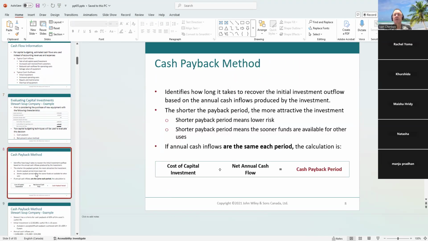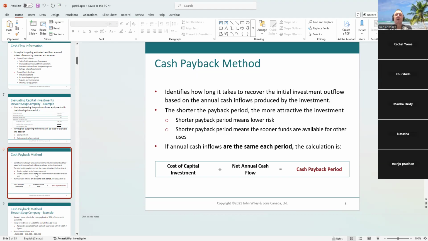Let's go with the cash payback method, the one that we saw in class. It's very simple, so that's why I'm not going to test you on this one. This cash payback method, especially when you're getting the same amount of cash year over year. How are we going to get the cash payback period? Simply the investment divided by the annual net cash flow that we're getting.